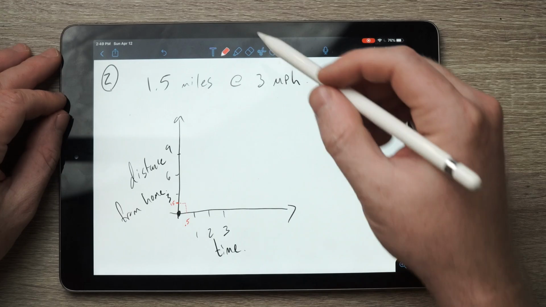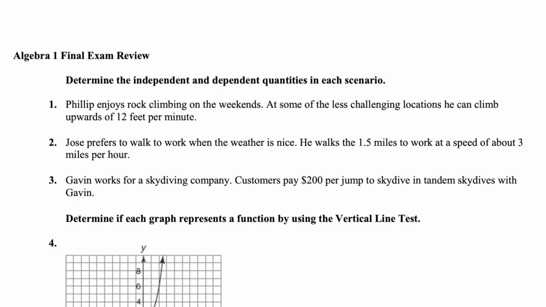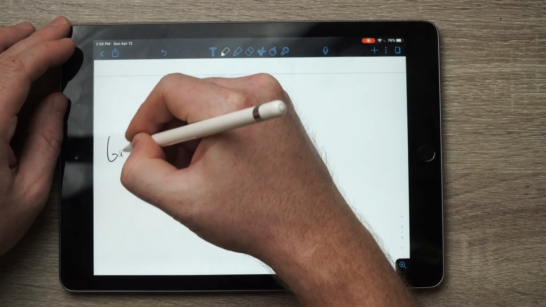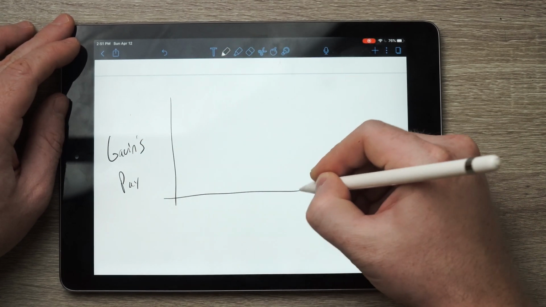Just for clarity here, you could also say that this axis would just be how far he's traveled, or just how far away from home Jose is. All right, moving on to number 3, we have Gavin works for a skydiving company and customers pay him $200 per jump to tandem skydive with him. So maybe you could start to phrase the dependent variable as Gavin's pay, which is a product of how many tandem skydives Gavin does.